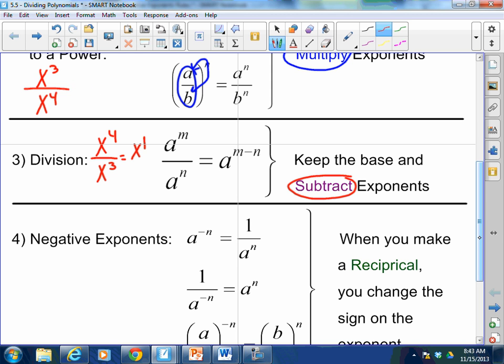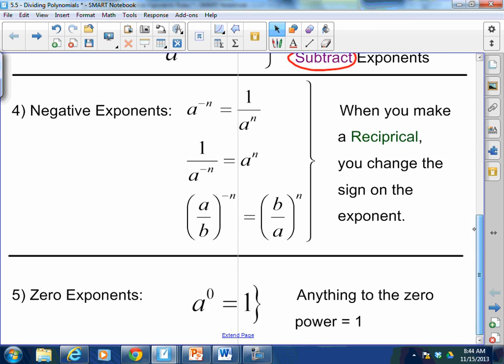So what this would really technically be is x to the 3 minus 4, which is x to the negative 1, which equals 1 over x. Now that's a pain. That's a lot of work to do. So instead, I taught you guys, you can simply eliminate. There's 3 x's in the numerator. Take 3 x's away from the denominator. I'm left with 1 over x. So division, same base, subtract the exponents. When you're dividing the same base, keep the base, subtract the exponents.